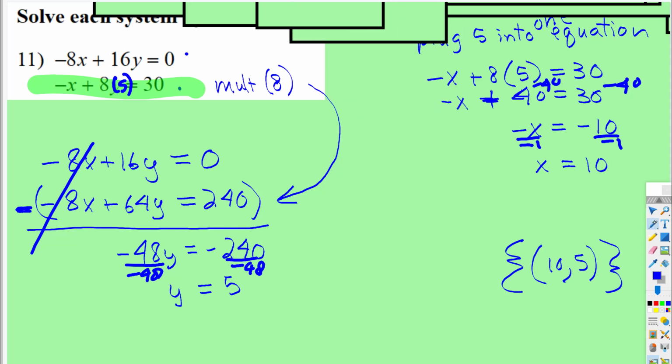All right, and once in a while when you do this, you're going to get some weird stuff. And remember, when things are the same, you have infinite solutions. So remember, on systems, you can have where they intersect at one point. You could have no solutions, which is parallel lines, and you could have infinite solutions where the lines lay right on top of each other. All right, that's it for this one.